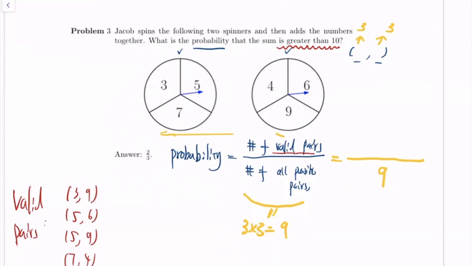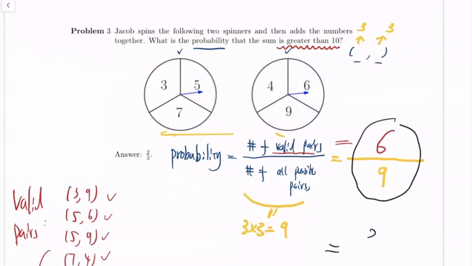Now, how many do we have? 1, 2, 3, 4, 5, 6. So the number of valid pairs equals 6. Then the probability, by definition, is just the fraction 6/9, which simplifies to 2/3.